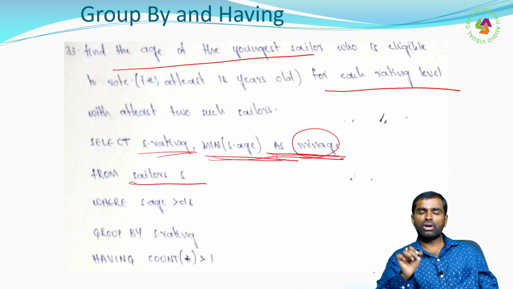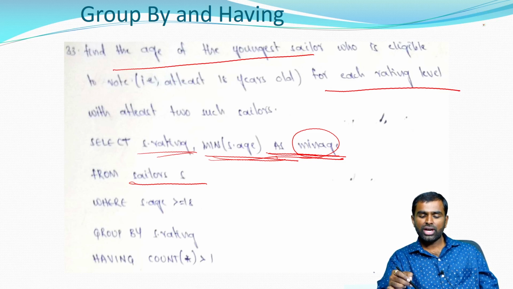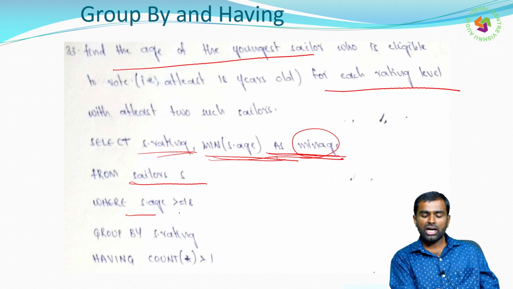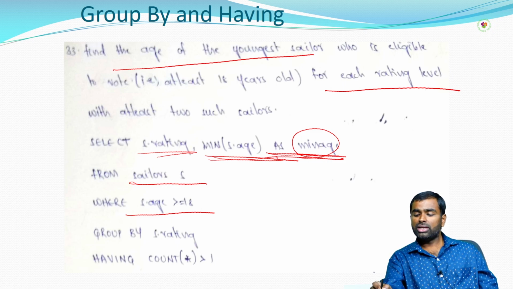For which table do you need it? From the sailors table is enough to find the rating and age. Rating and age both are in the sailors table, so the sailors table is enough. Where S dot age greater than or equal to 18. So here a condition is given.